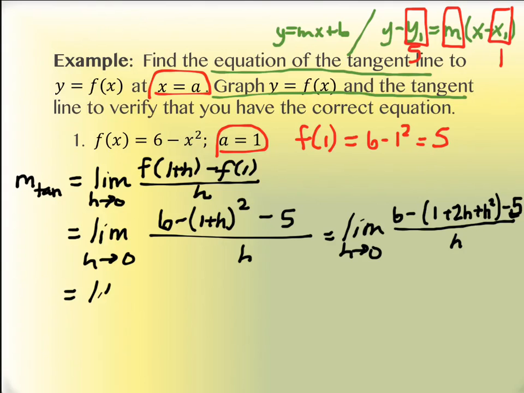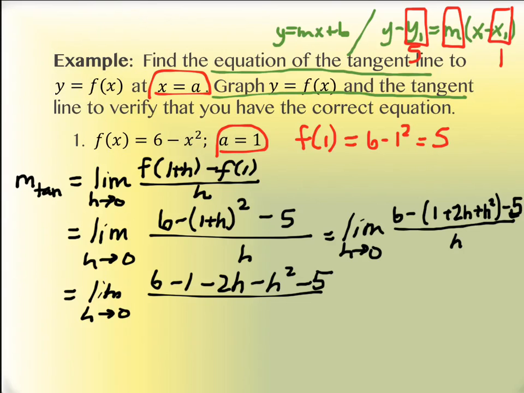All right, I'm going to simplify that numerator a little bit more. I now have 6 minus 1 minus 2h minus h squared minus 5 over h. What cancels? The 6, the 1, and the 5, right? 6 minus 1 is 5, and then I've got minus 5, so that's 0. Now notice, everything in the numerator has an h in it, correct? If you do not get to the point in all of these problems where everything in the numerator has an h in it, you have made an error. Because that's the only way that the h in the denominator will reduce with it.